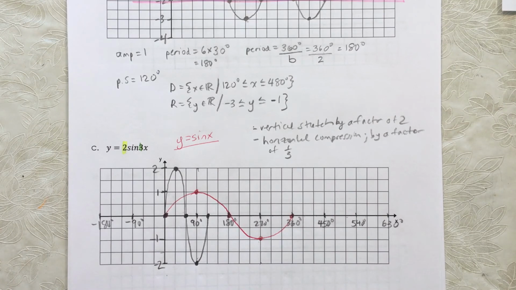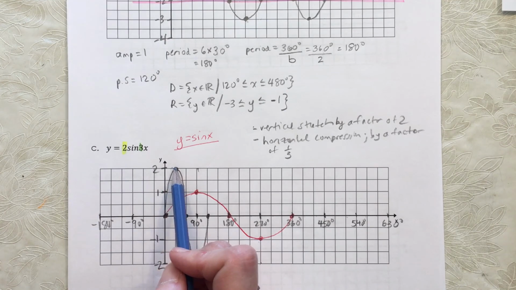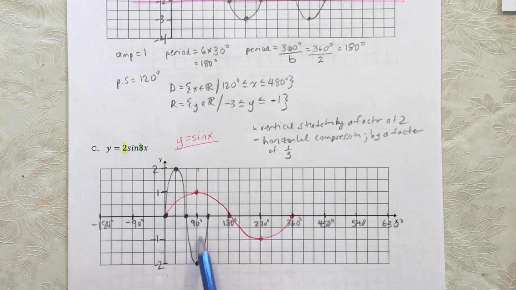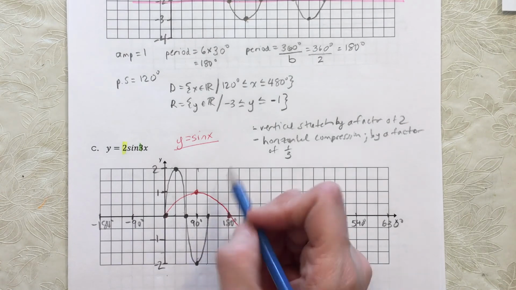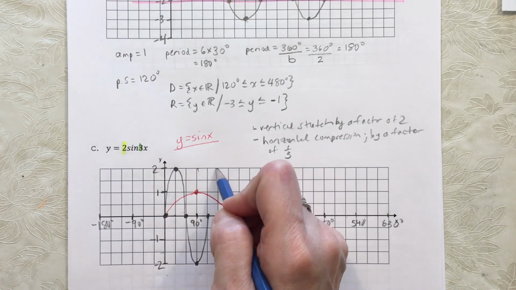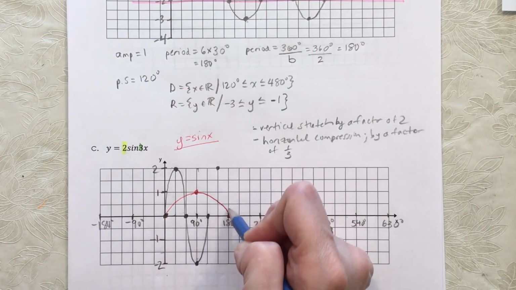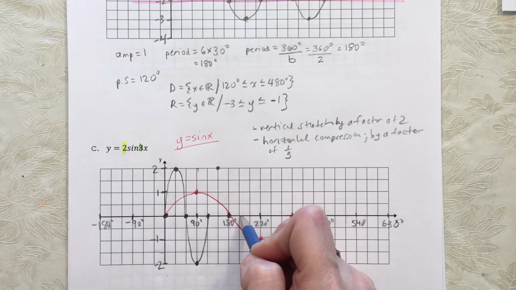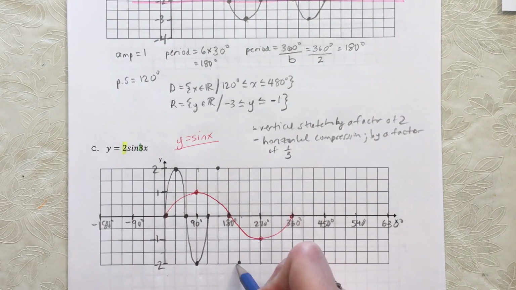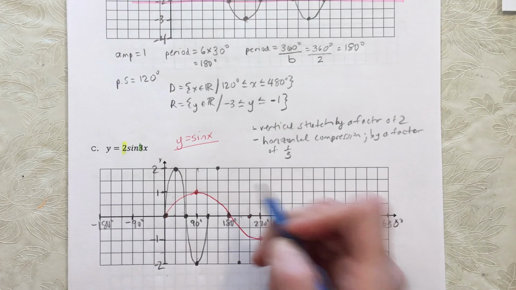And now I need to draw 2 cycles, so I have to figure out the pattern. So to get from point to point, it's over 1, up 4, over 1, down 4, over 1, down 4, over 1, up 4. So over 1, up 4, over 1, down 4, over 1, down 4, over 1, up 4.